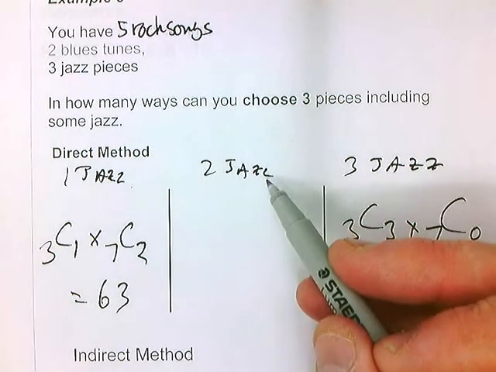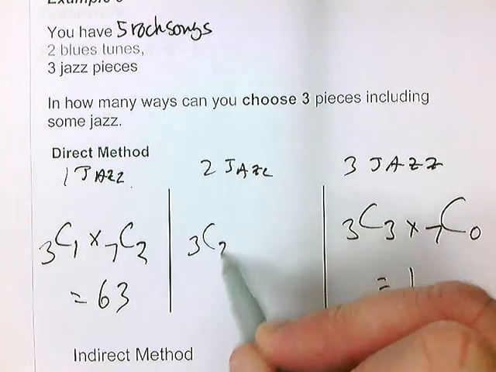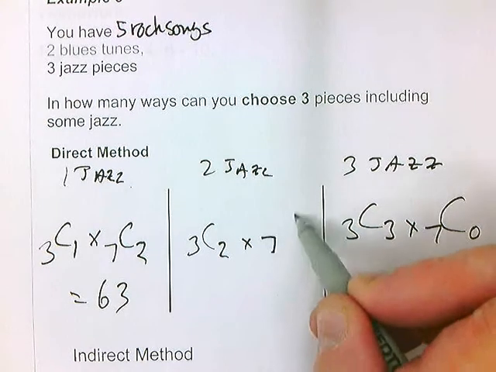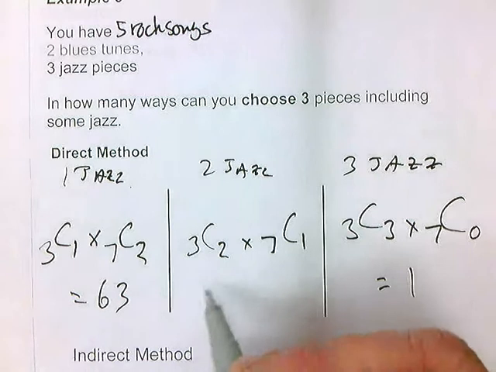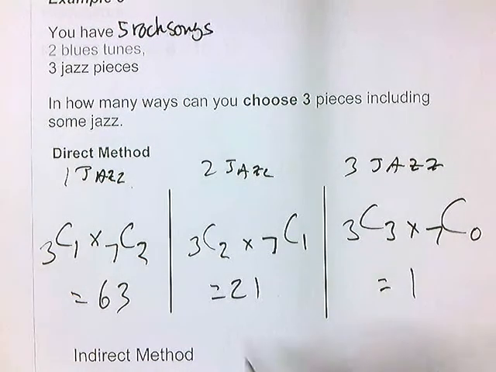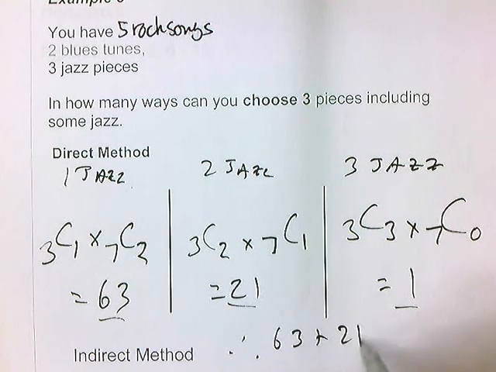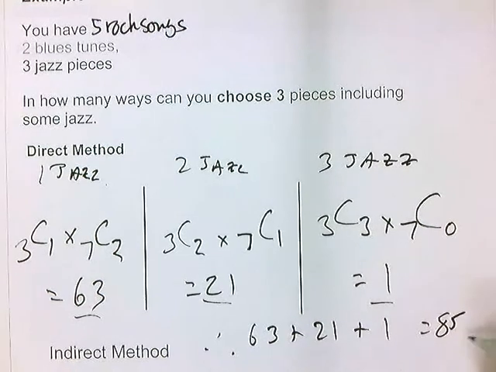If we choose 2 jazz songs, then it's something like 3, choose 2, and of course there's only 1 left to choose from that 7 songs of rock and blues, which is 21. So therefore the total, because each one of these is a different case, is 63 plus 21 plus 1, which is 85 ways.